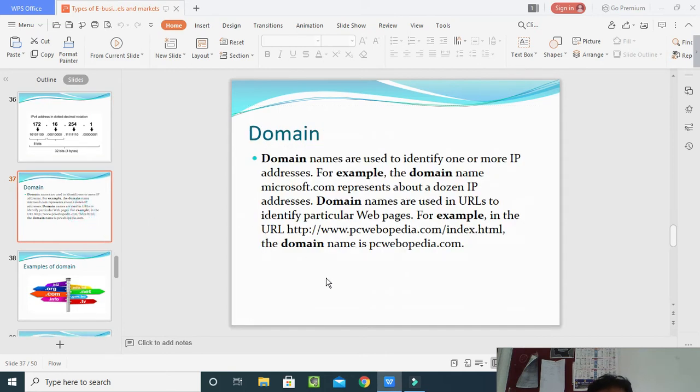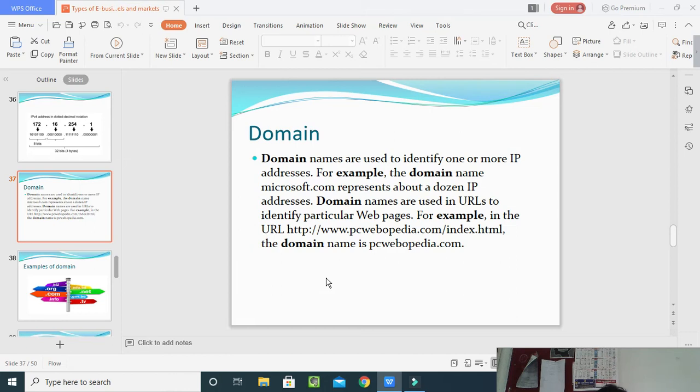Next we'll go for the domain. What do you mean by domain? What's the use of domain? Domain names are used to identify one or more IP addresses. So what's the main duty of the domain? It will identify n number of IP addresses. With the help of one system, they will identify n number of IP addresses.